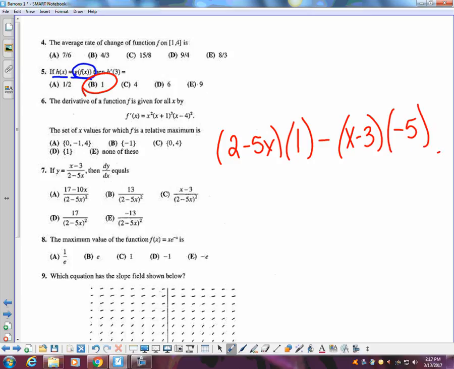Negative 5 over 2 minus 5x squared. Now, if you look at your answers, don't all the bottoms have a 2 minus 5x squared? That's not where I need to focus. I need to focus on the top. So go clean the top for me.